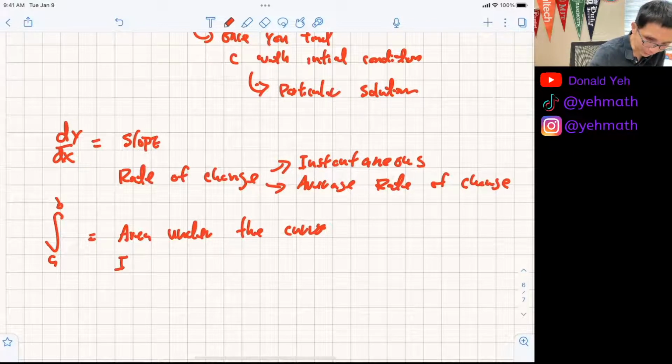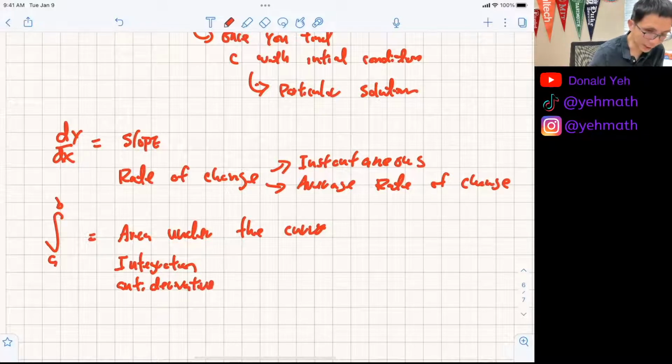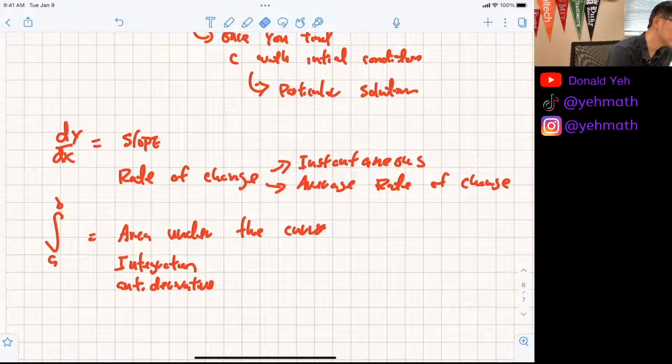Also, there are two different names. There's integration, and there is antiderivative. Okay, so there are two different names. Does that make it different? No, they are interchangeable.